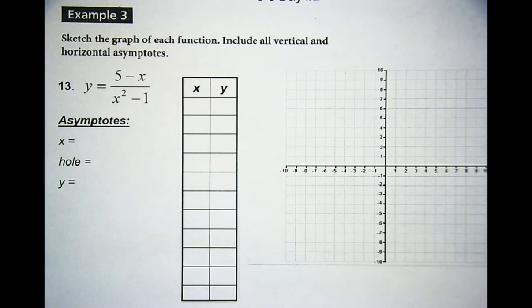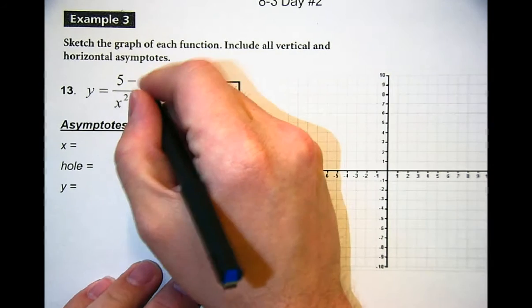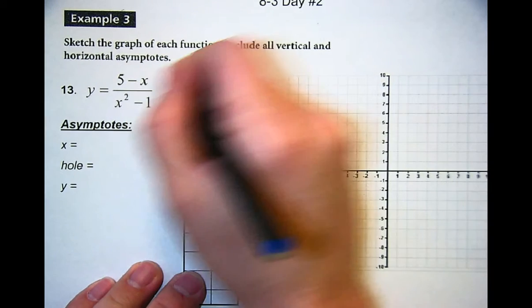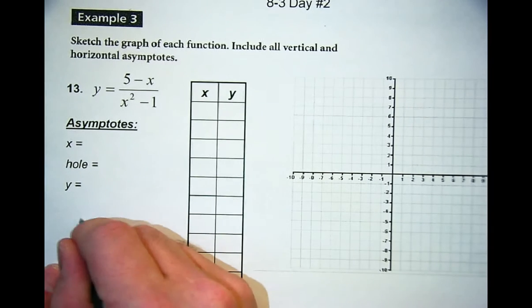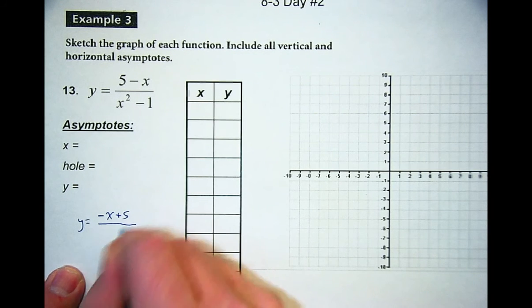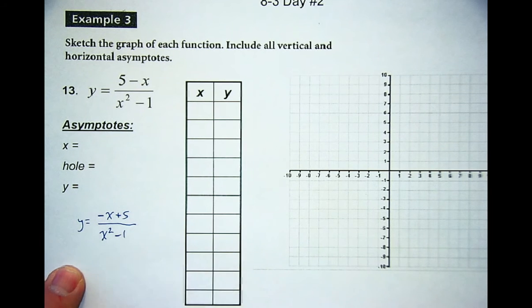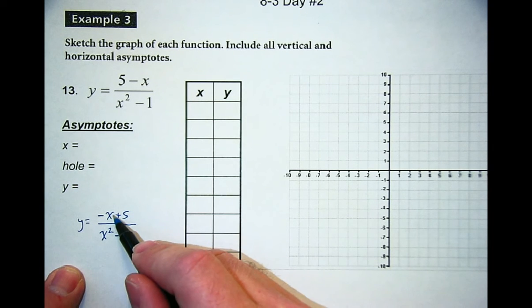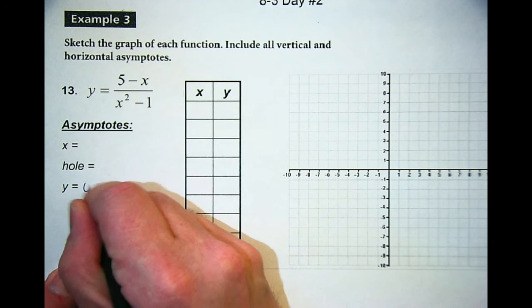Okay? Go ahead and tell your neighbor what your y asymptote is. Volunteer, what's the y asymptote? 0. Yes. 0, good. So we have x to the first on top, and if it makes you feel better, to rewrite that, you could say y equals negative x plus 5 over x squared minus 1. And so now you look at it, you're like, well, power is greater on the bottom, so y is 0.